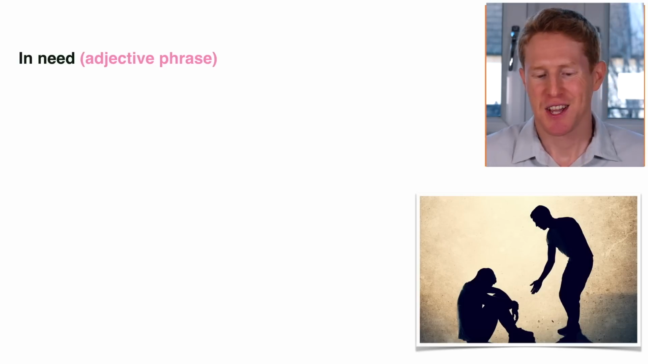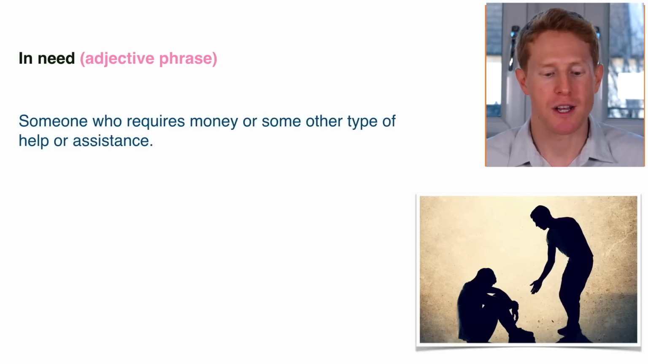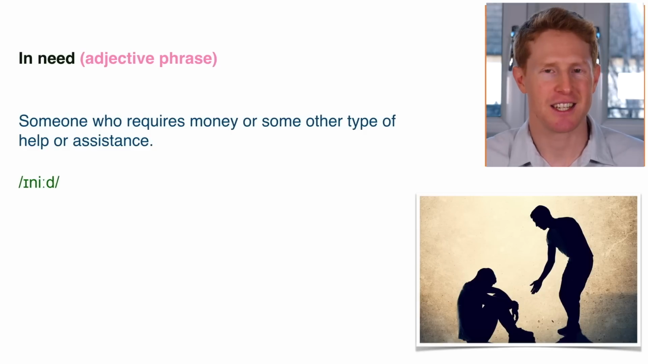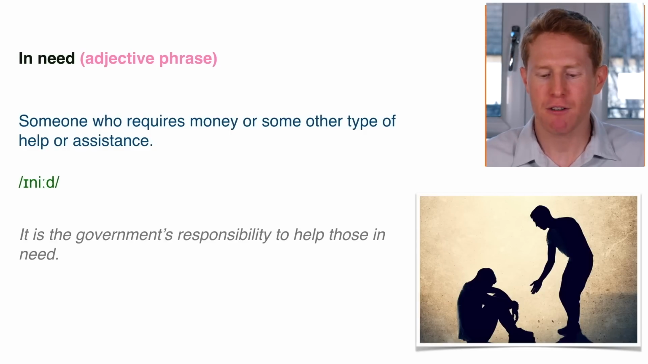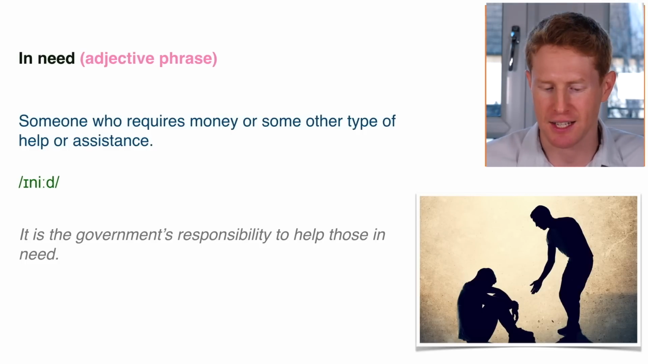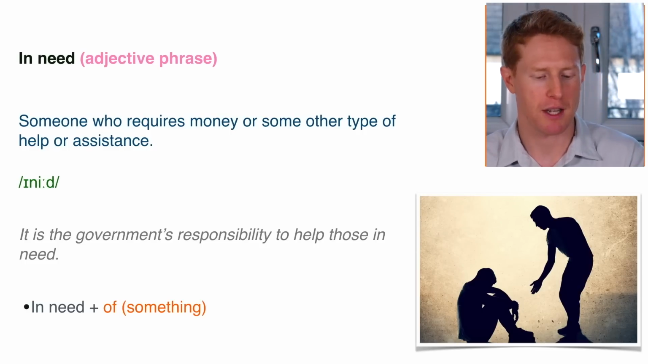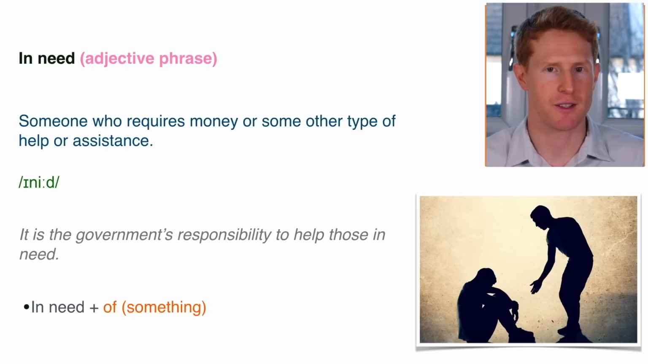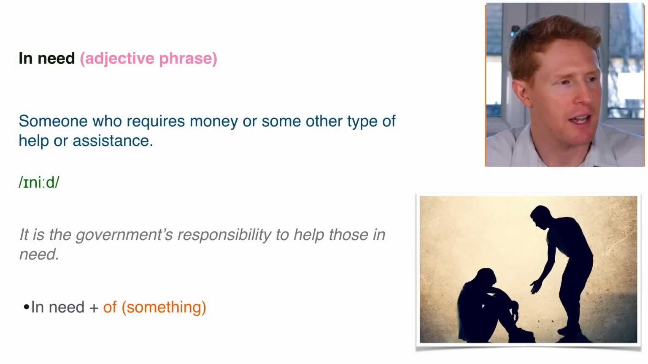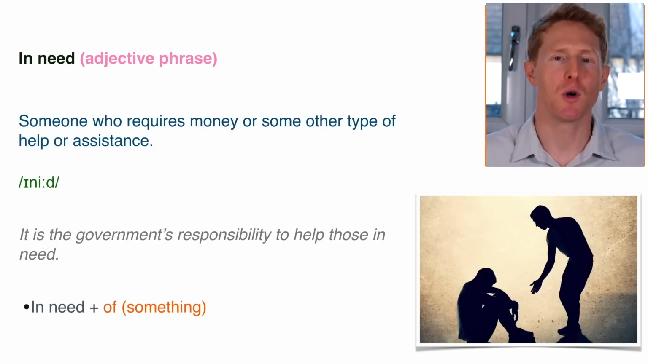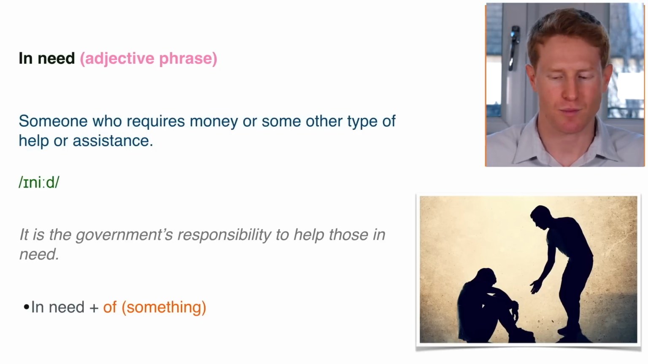Okay, it means this one. Someone who is in need is someone who requires money or some other type of help or assistance. So, in need. It is the government's responsibility to help those in need. So we can be in need of something, in need of assistance, in need of money, or we can just be in need. So this is considered a high-level synonym for the word poor. So instead of saying poor people, we can say people in need.